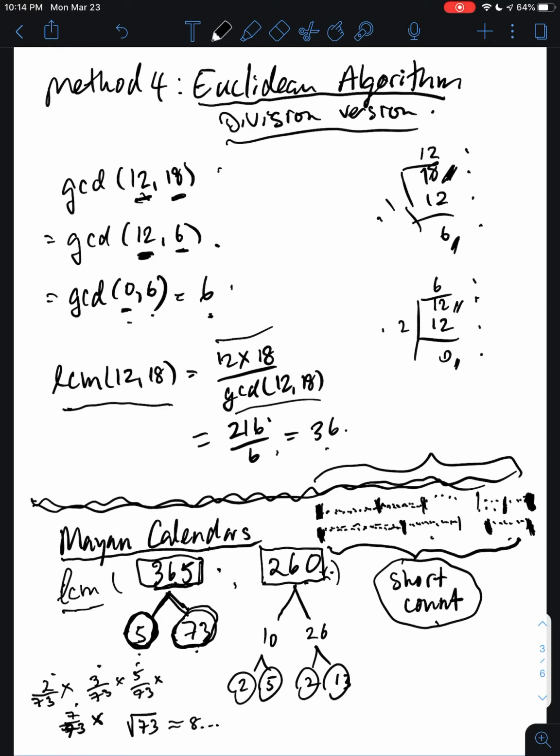260 is probably easier. So 260 is 10 times 26. 10 is 2 times 5. 26 is 2 times 13. 13 here. There. So that gave me a very quick factorization of 260.